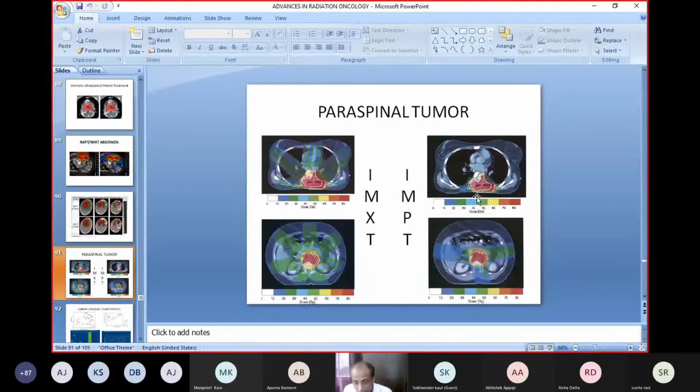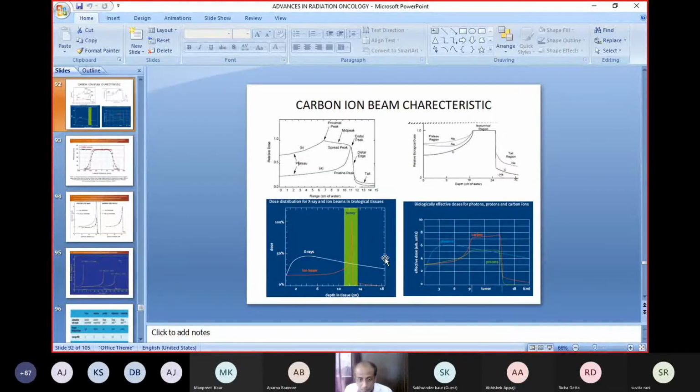Spinal cord is again a very sensitive site. On the right side is proton therapy. You can see the radiation is limited to the area of interest, but on the left side is X-ray based therapy. The entire body is getting some dose, like both kidneys, liver and lung. They are also getting some dose of radiation while delivering a high dose to the spinal tumor.